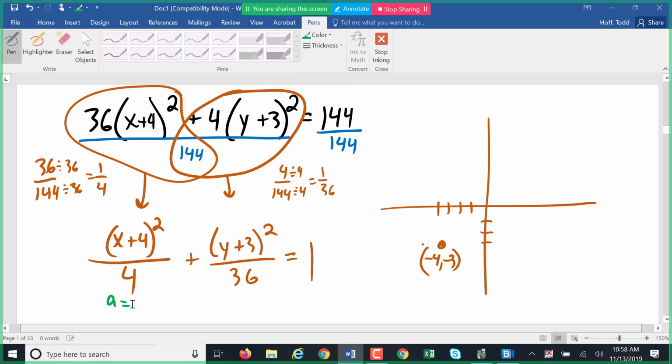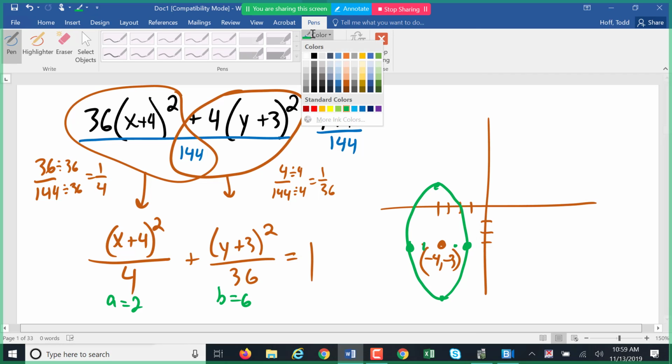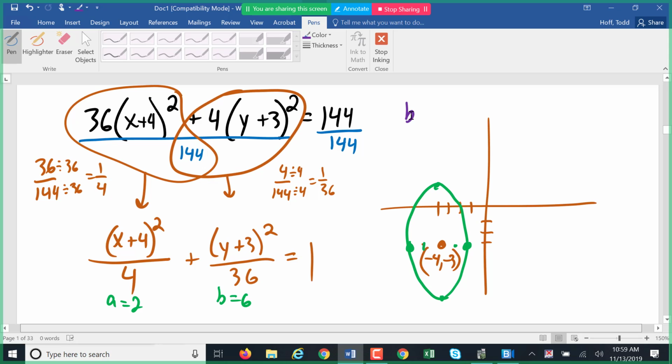A is 2, so we go 2 units in each side horizontally. B is 6, so we go 6 units on each side vertically to make our ellipse. And of course C, B is larger here, so it's going to be B squared minus A squared equals C squared. 36 minus 4 equals C squared. So 32 equals C squared. So it's the square root of 32.